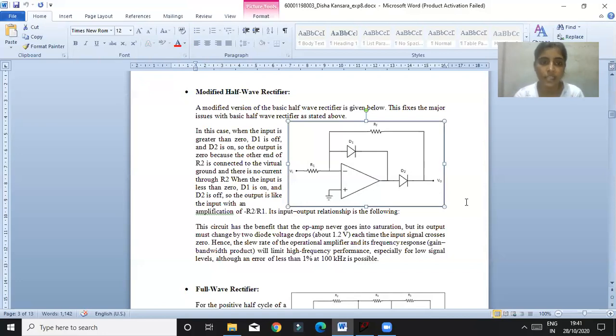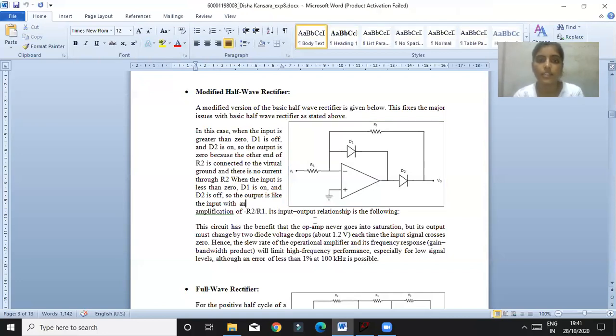The input output relationship is the following. This circuit has the benefit that the op-amp never goes into saturation, but its output must change by two diode voltage drops each time the input signal crosses 0. Hence, the slew rate of the operational amplifier and its frequency response gain will limit high frequency performance, especially for low signal levels, although an error less than 1% at 100 kilohertz is possible.